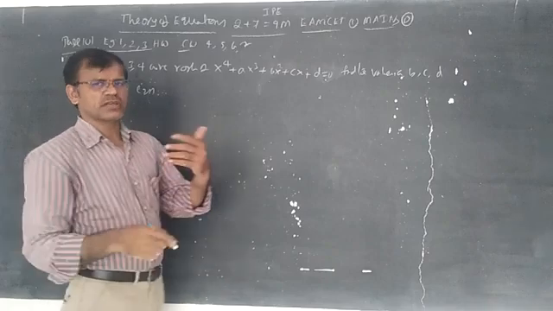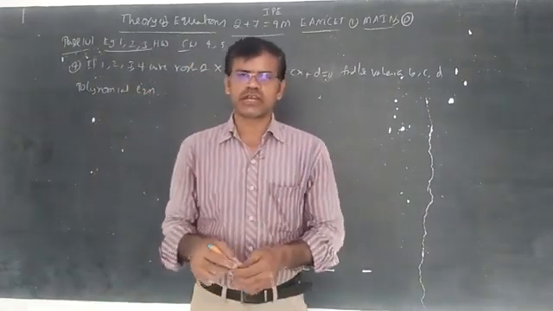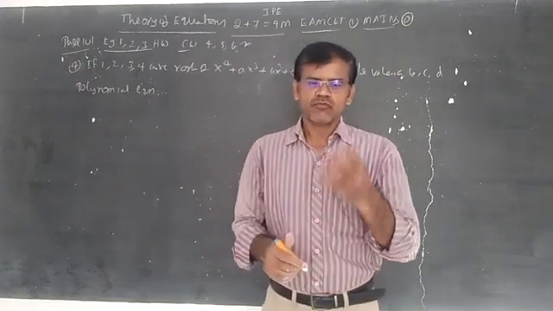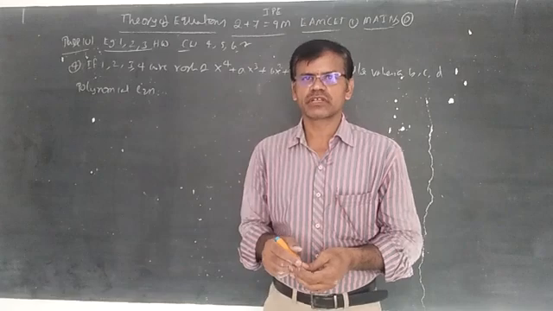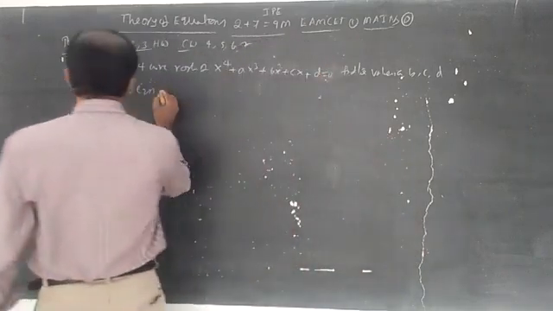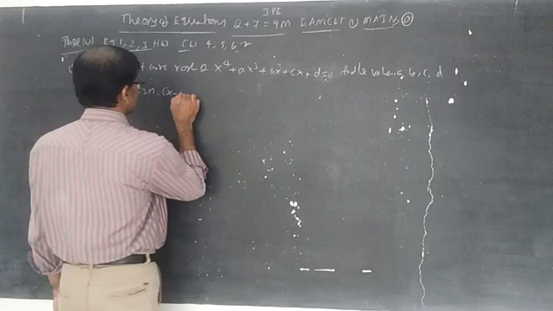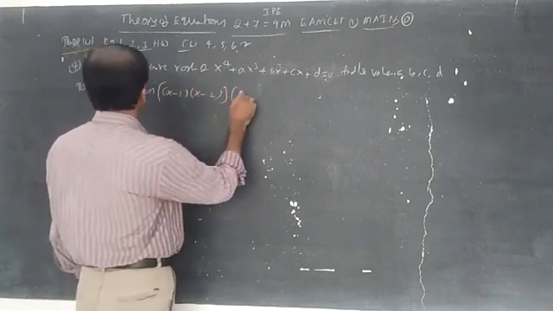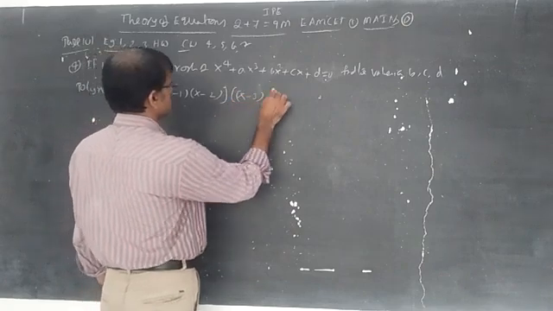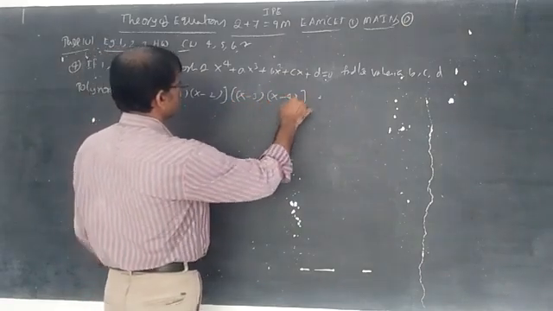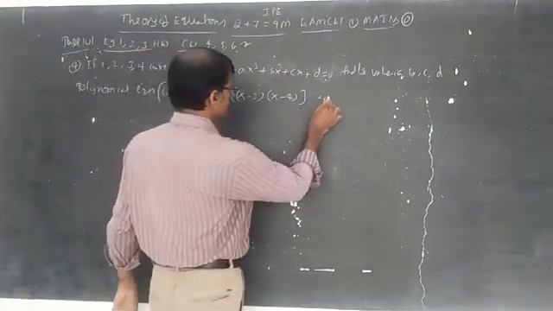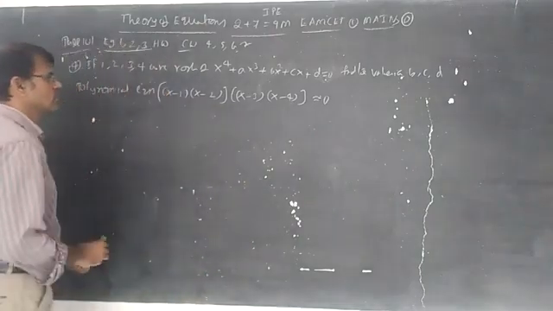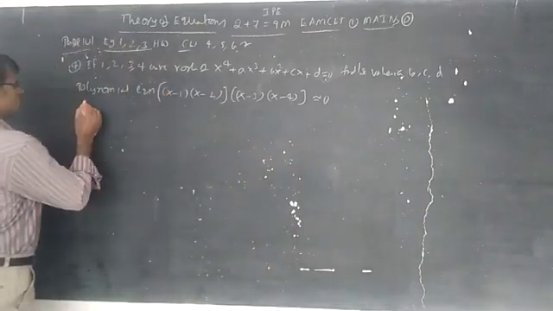Polynomial equation, whenever n roots are given, you should write x minus alpha 1 and x minus alpha 2 and so on, x minus alpha n. For 4 roots, x minus alpha 1, x minus alpha 2, x minus alpha 3, x minus alpha 4. The required polynomial equation I am writing as x minus 1 into x minus 2 into x minus 3 into x minus 4 is equal to 0. This is a method, another method is there. I will discuss it now. Yes, let us finish this method.